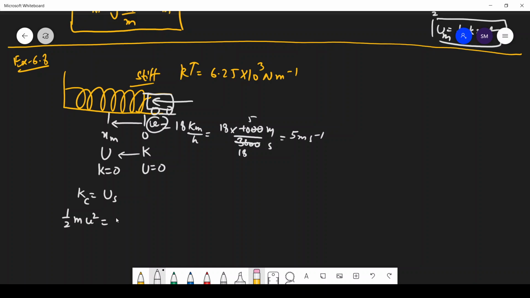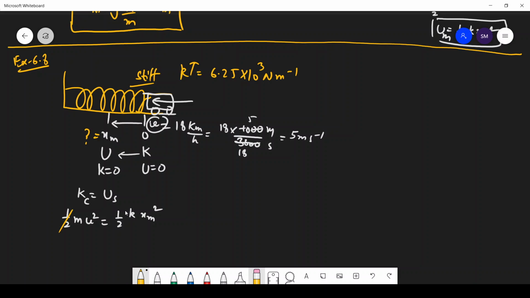So that's the velocity. Now what is potential energy? That is the work done, and that's equal to half k xm square. Potential energy can never be negative, it is always positive. Again a hint. Okay. Now we need to find this xm. This is what we need to find.